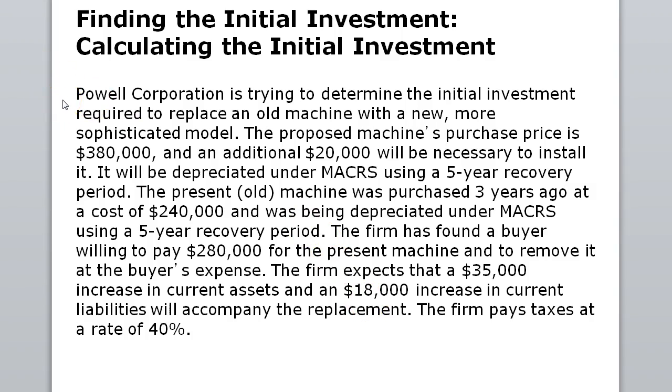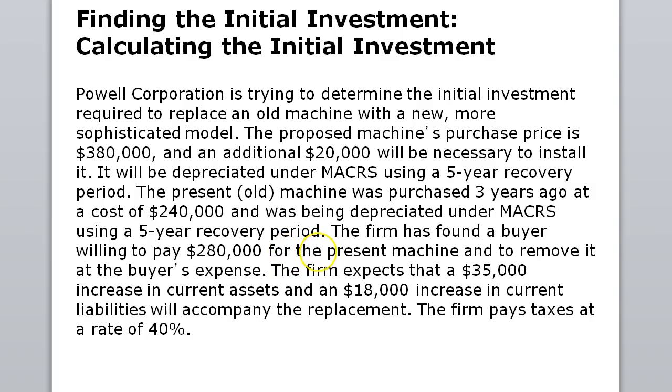Let's look at this example. Powell Corporation is trying to determine the initial investment required to replace an old machine with a new, more sophisticated model. The proposed machine's purchase price is $380,000, with an additional $20,000 necessary to install it. So the initial cost is $400,000, the $380,000 plus the $20,000. It's going to depreciate on a 5-year schedule. The old machine was purchased 3 years ago at a cost of $240,000 and is being depreciated under the 5-year rule. The firm has found a buyer willing to pay $280,000.